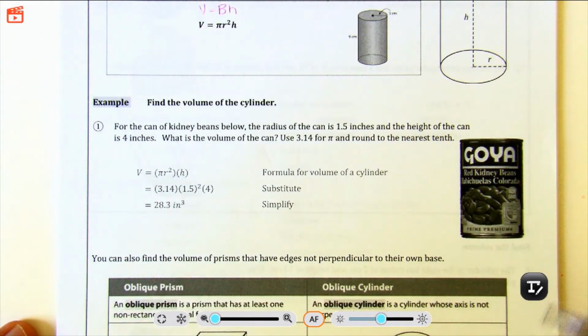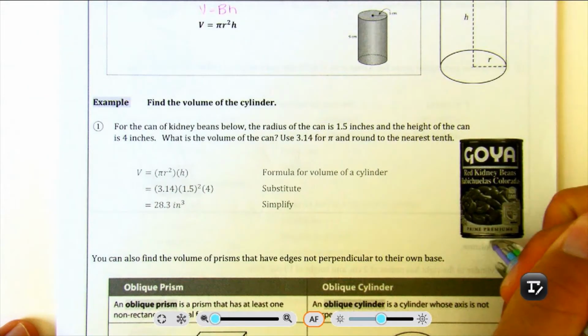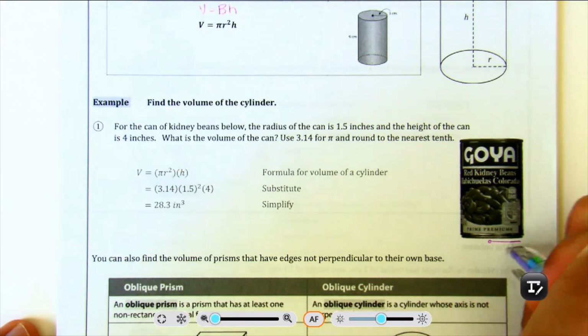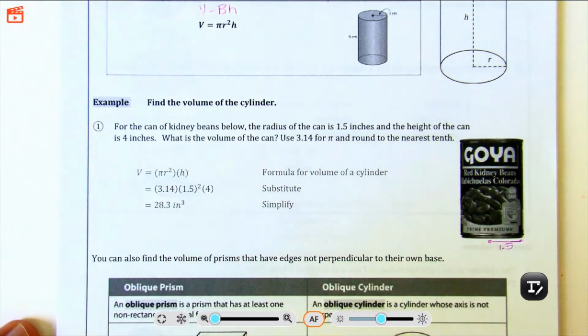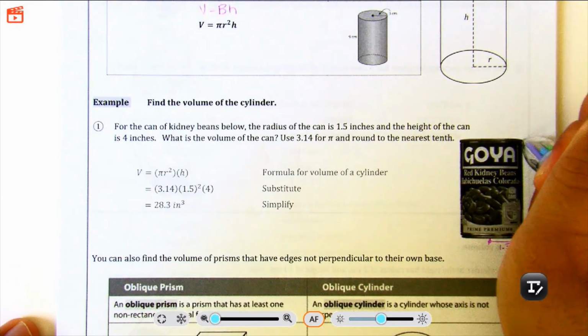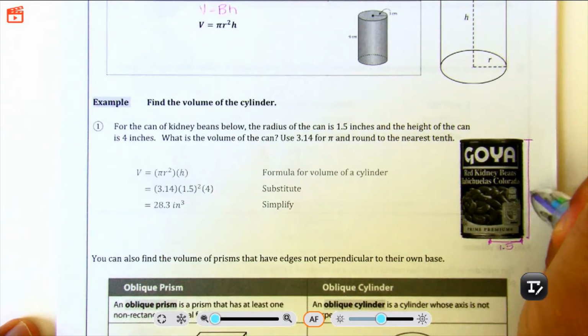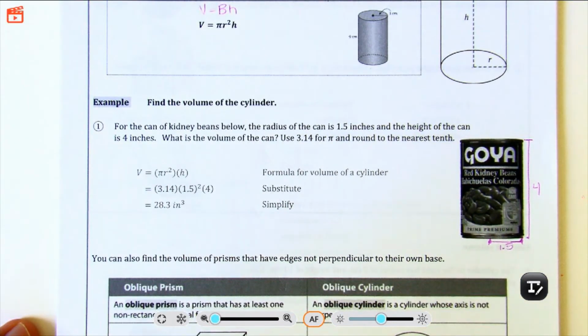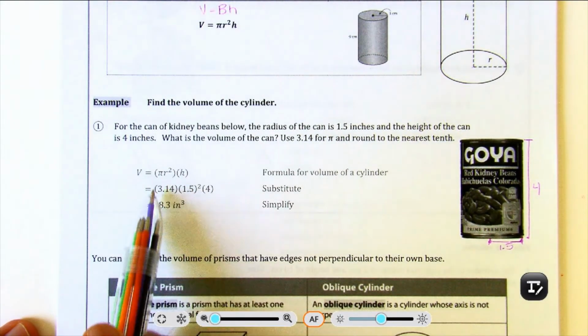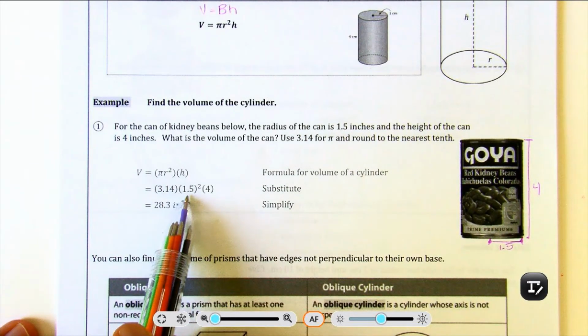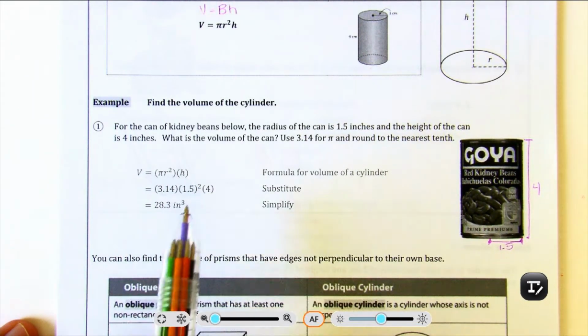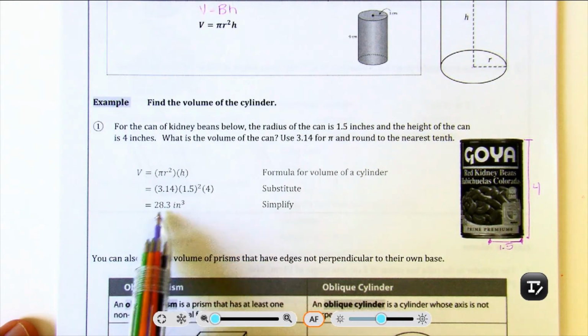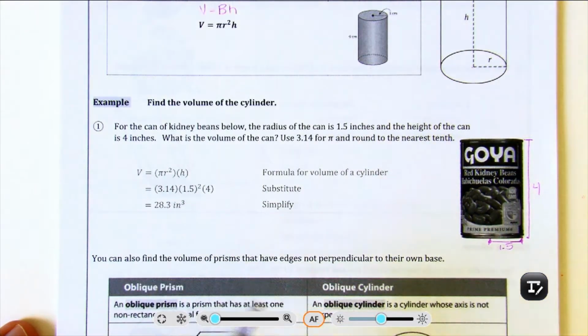So they tell us that the radius is 1.5 inches. So let me just kind of draw that. So again, from the center to the edge, this is 1.5 inches. And then they tell us that the height is 4 inches. So the height from the top to the bottom is 4. So then using this formula, we have 3.14 times 1.5 squared times 4. Now you could actually type all of this in the calculator at once and you will get a number like this, 28.3.